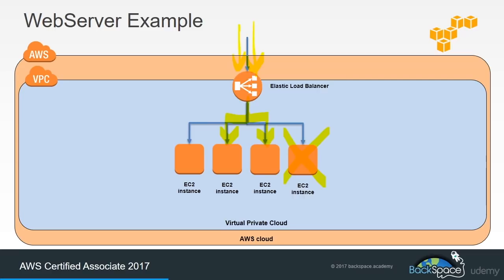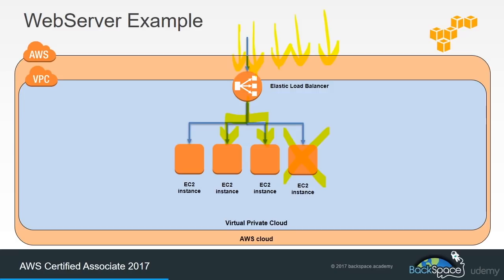So for example, if this EC2 instance here becomes unhealthy and is no longer available, it will stop sending requests to that EC2 instance. But what happens if all of a sudden, at some point during the day, we get a big spike in demand for our web servers, and it's too much for this EC2 instance group to handle?